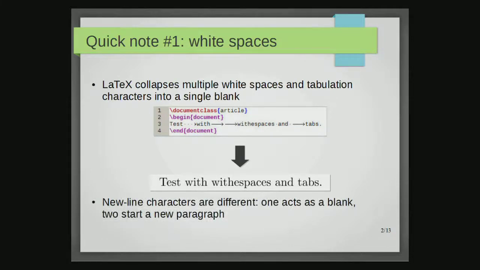As previously noted, newline characters are different. One single newline character acts as a blank, but as we already learned, two in a row actually start a new paragraph. You can use the fact that blanks are collapsed into a single one to your advantage to organize the file contents, for example equations, and make the file more readable.